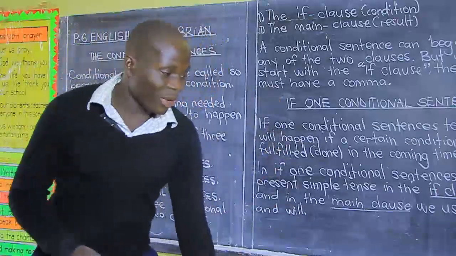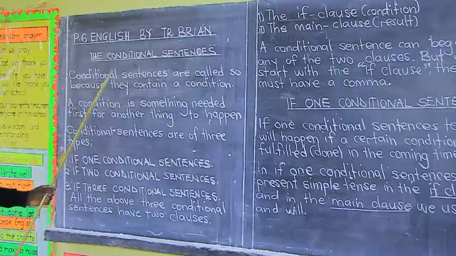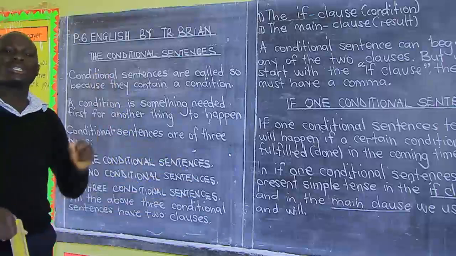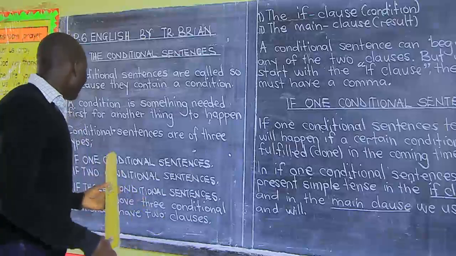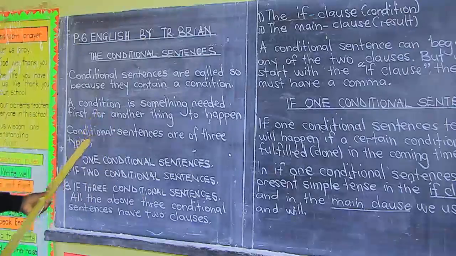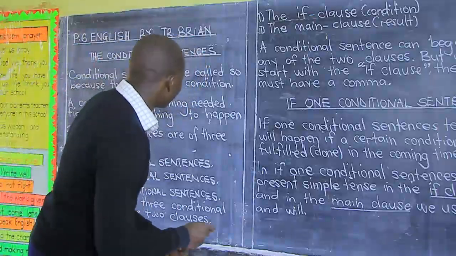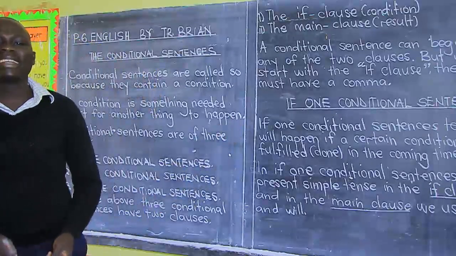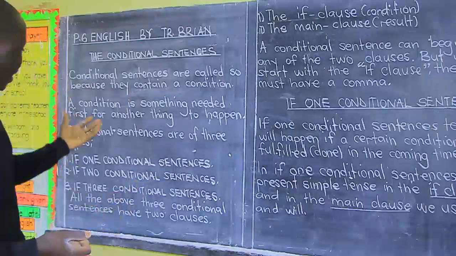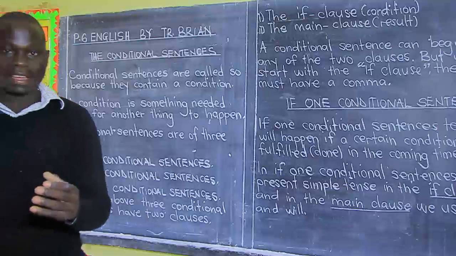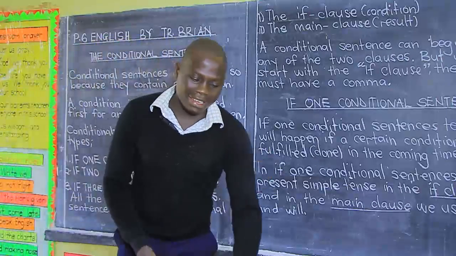Let's go through what I have here together. Conditional sentences are called so because they contain a condition. They have a condition within the sentence. A condition is something needed first for another thing to happen. In other words, these conditional sentences always have what we call the result, or the outcome.